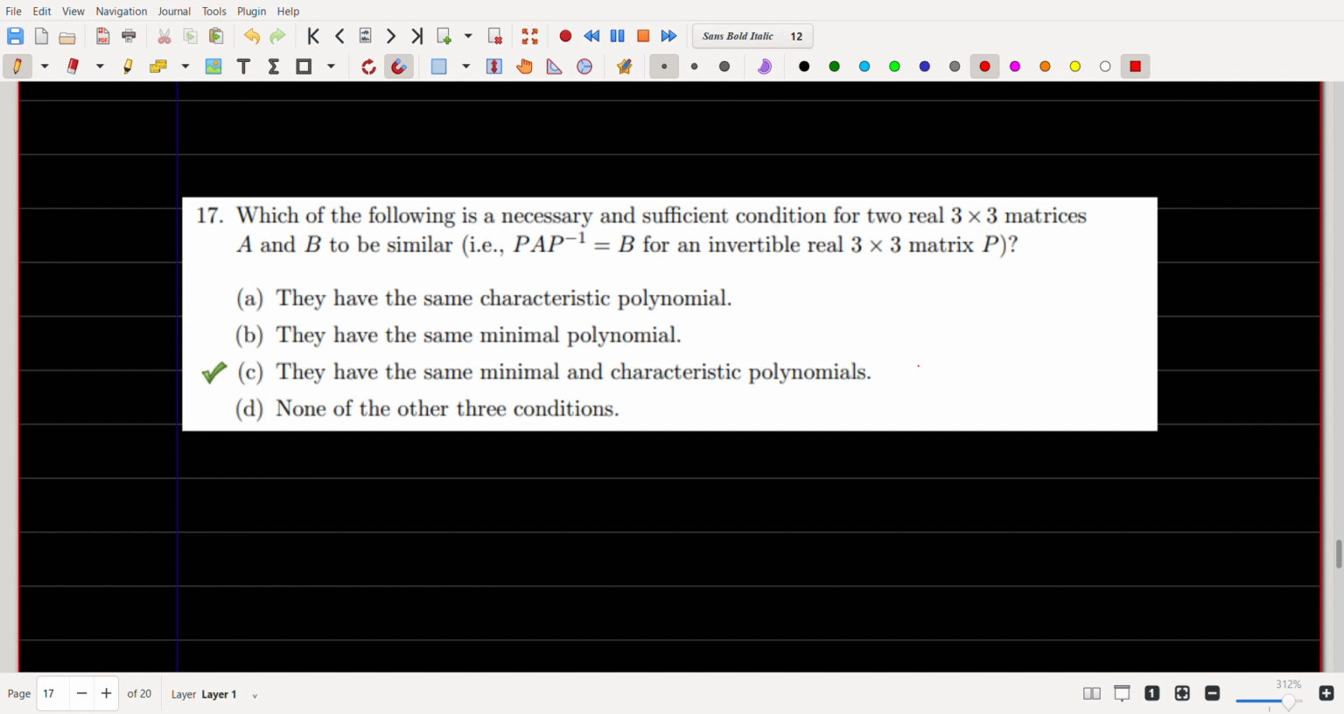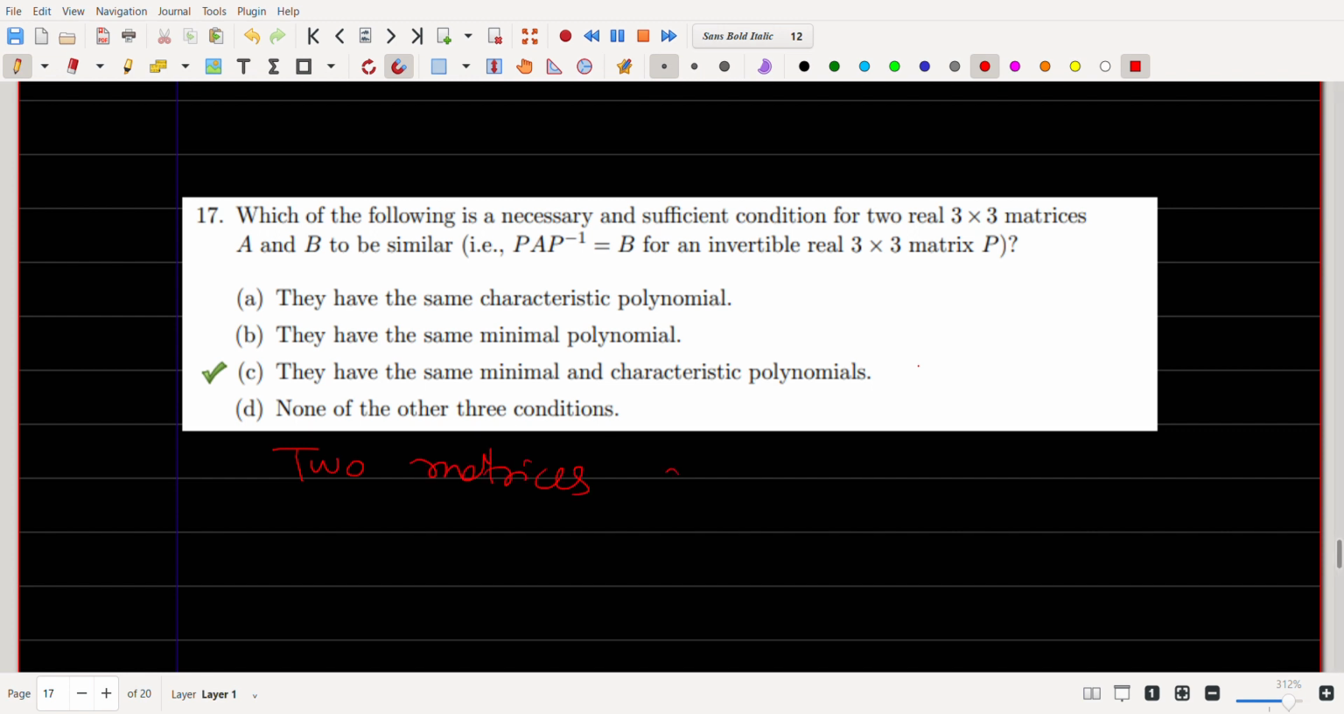So question number 17 is a very nice problem. So we know that if you are given any n by n matrices and it is given that they are similar, then their characteristic polynomial and minimal polynomial are obviously the same. That follows from the definition. But the converse need not be true. But here it is asking about the converse, and the converse is actually true for 3 by 3 matrices and 2 by 2 matrices. Why is this true for 3 by 3 matrices?